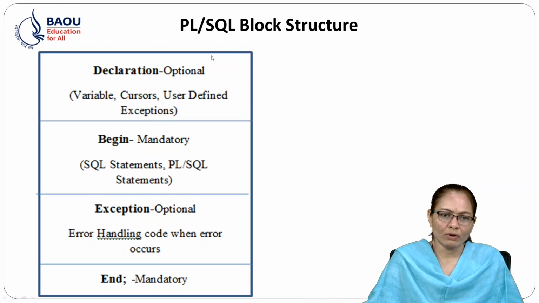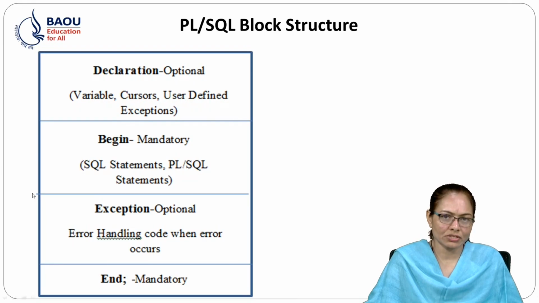Now, what is the declaration part? This section begins with the keyword declare. This is an optional part of the PLSQL block structure because the declaration section is used to declare the necessary variables, cursors, and user-defined exceptions, etc. If we do not need to declare any variable or cursor, then we do not define this section. It contains the names of the local objects that will be used in the code block.